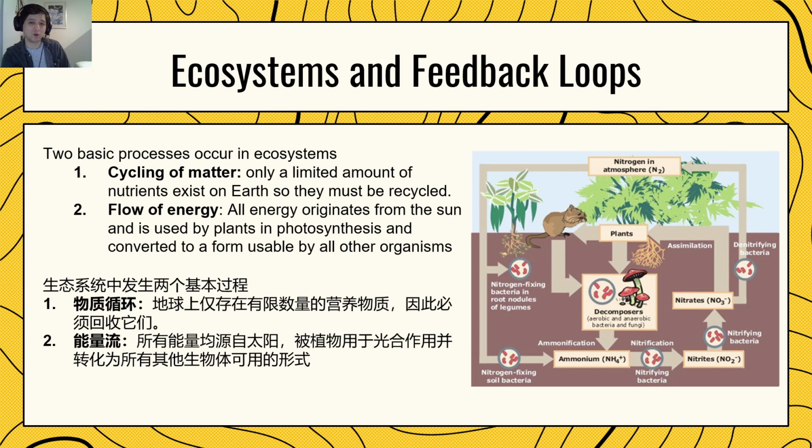So let's talk more about ecosystems and feedback loops. So now we're getting into the conversation about energy and matter, which is also important for this section. So there are two basic processes that occur in ecosystems. One is the cycling of matter. So there's only a limited amount of nutrients that exist on Earth, so they must be recycled.